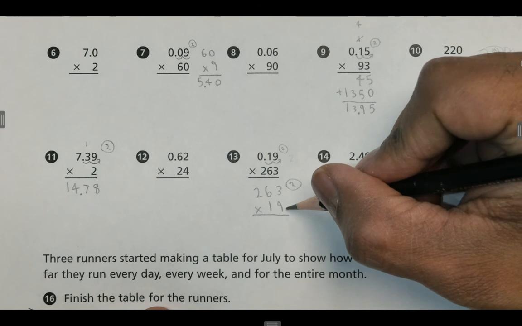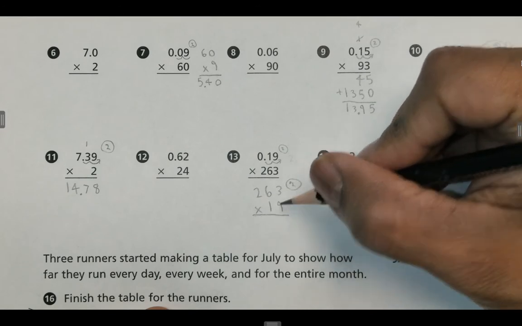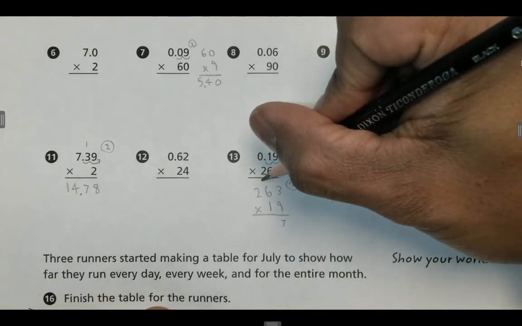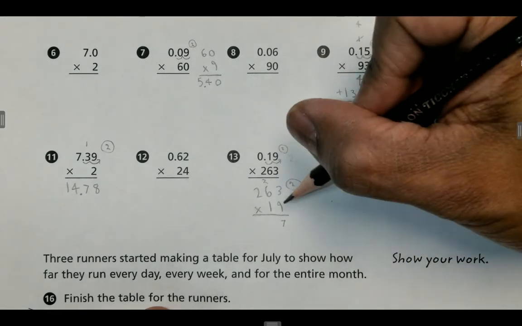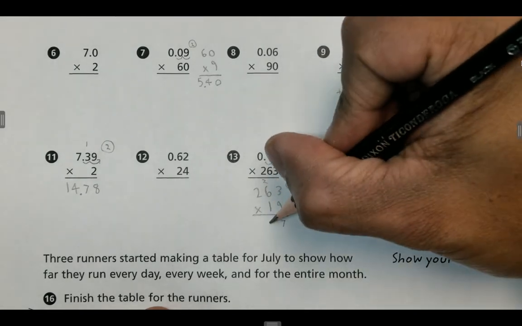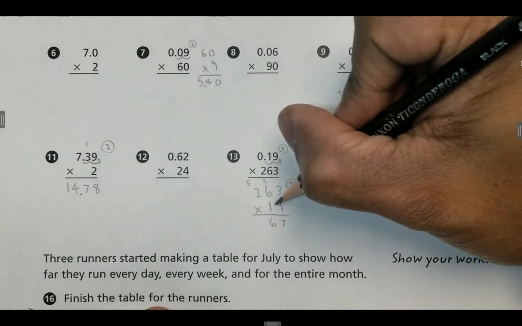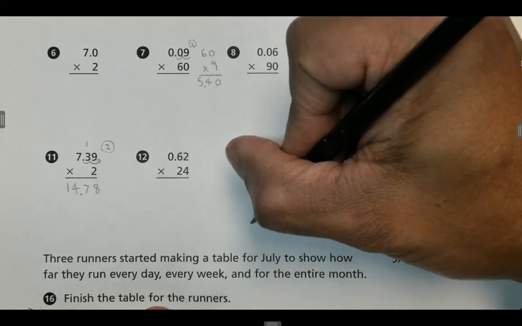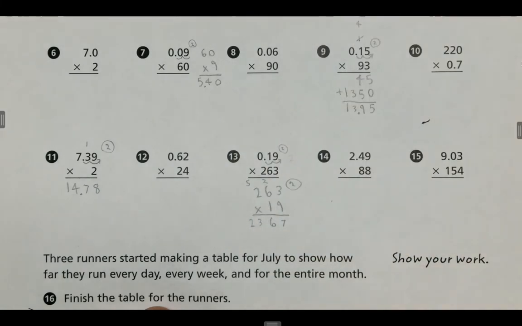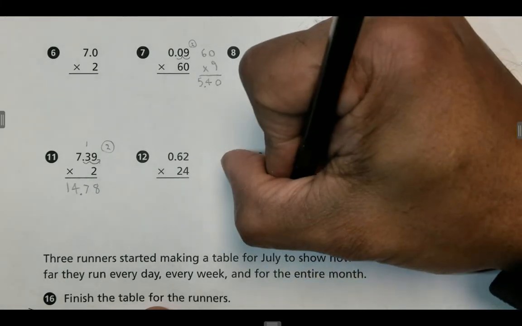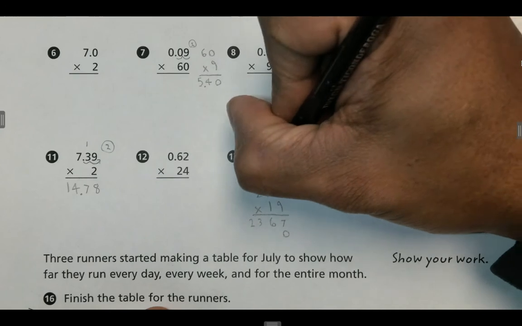First row is 263 times 9. 9 times 3 is 27. 7 comes down. 2 gets carried. 9 times 6, 54, plus the 2 is 56. 9 times 2 is 18, plus the 5, 23. 0 placeholder down. I'm going to cross out what I had carried earlier.